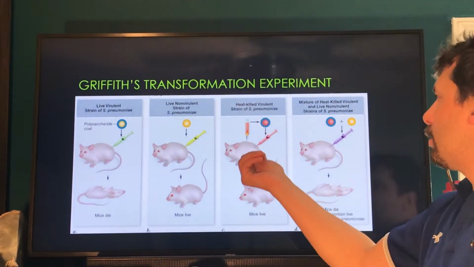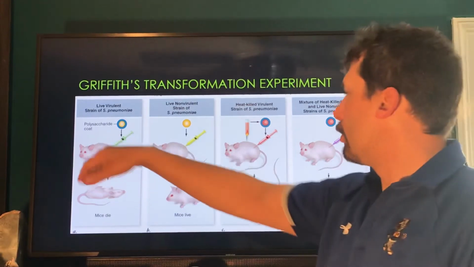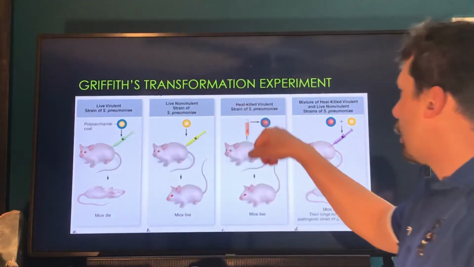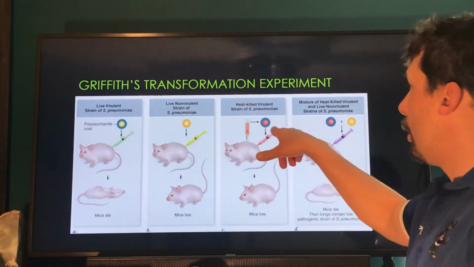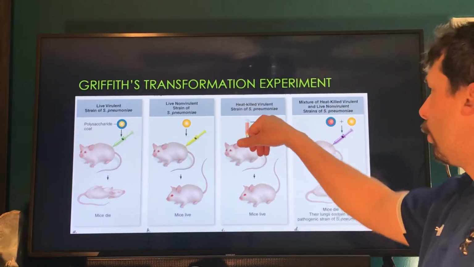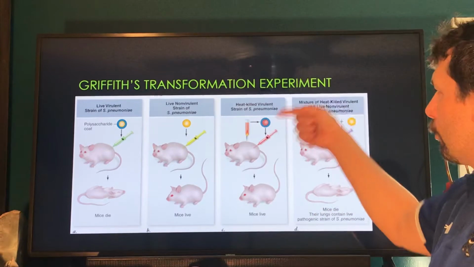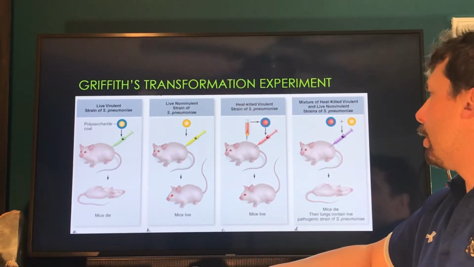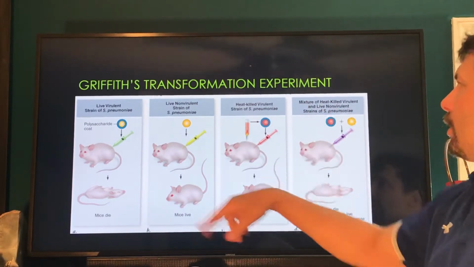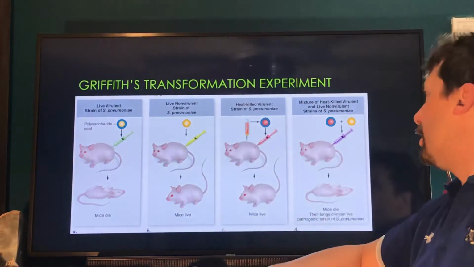Then they did a heat-killed version of the virulent strain. So notice the polysaccharide coat remains intact, but the DNA or the RNA inside the virus or the pneumonia is going to be fundamentally altered. Therefore, when you inject it, the mouse should live. Now, here's the next part. We mix these two together, the live non-virulent and the heat-killed virulent.